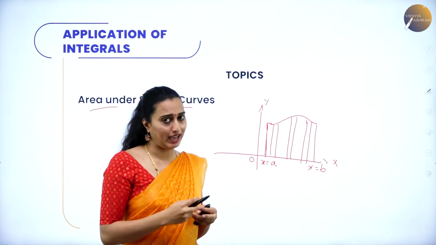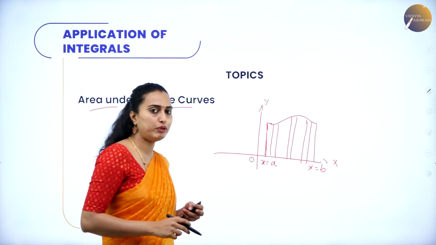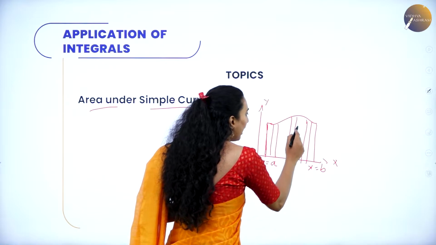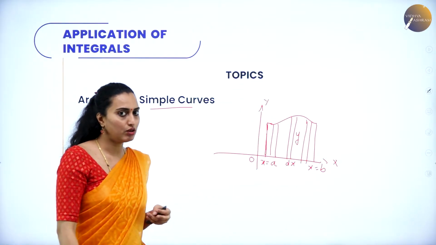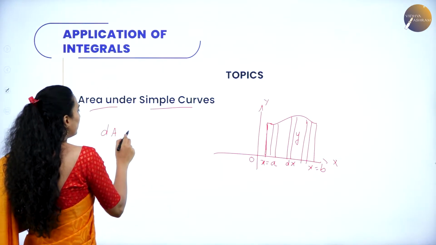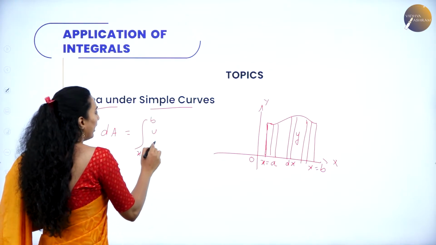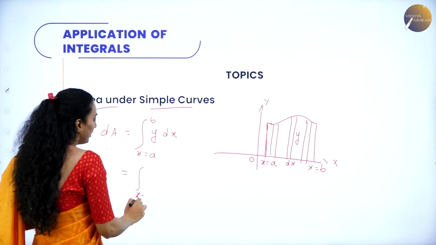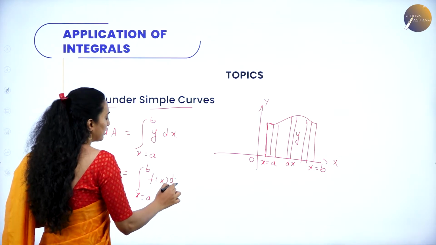So how are we going to calculate this? Here the limits are taken from x is equal to A to B, and the stripe width is dx, and this height is y because the stripe is parallel to the y-axis. Therefore the area under the curve dA is the integral with x from A to B of y into dx, where y is equal to f of x. So x from A to B, y is f of x into dx.